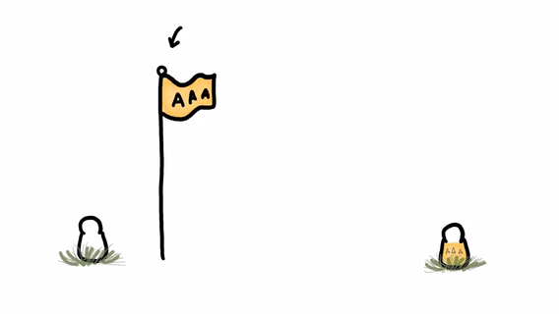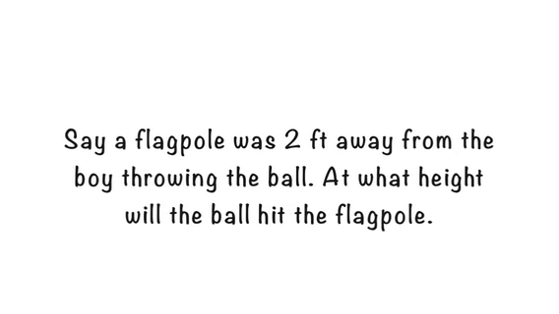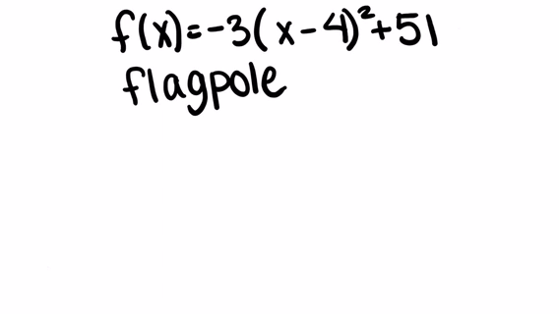Say a flagpole was 2 feet away from the boy throwing the ball. At what height will the ball hit the flagpole? So now we have our function, which is f of x equals negative 3 in parentheses x minus 4 squared plus 51. The flagpole is 2 feet away from the boy, so we can say that that is x equals 2. And basically we just plug 2 into the function.